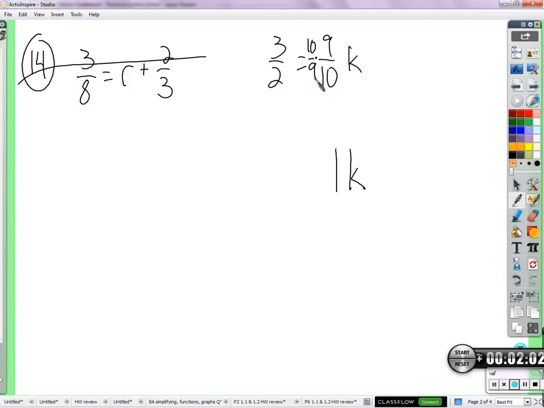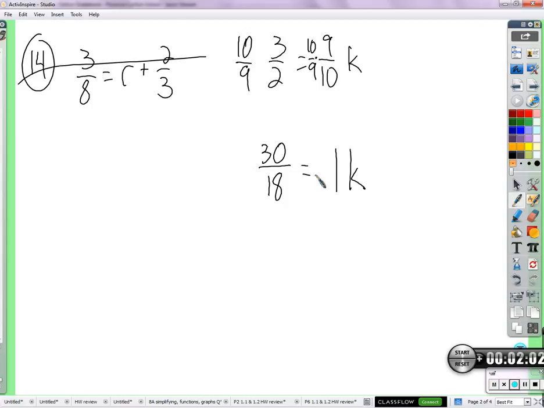Why? What happens when we multiply 9/10 by 10/9? What do we get? 90 over 90 is 1. Great, that's 1k, right? We just need to make sure we do the same thing to both sides. We get 30 over 18.